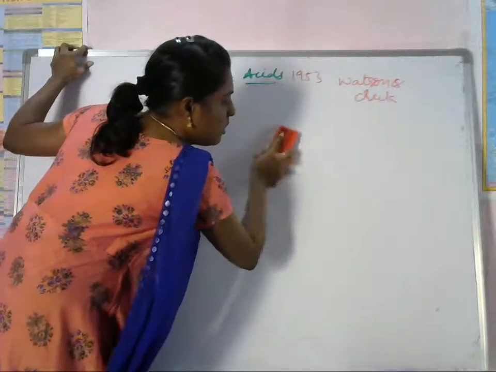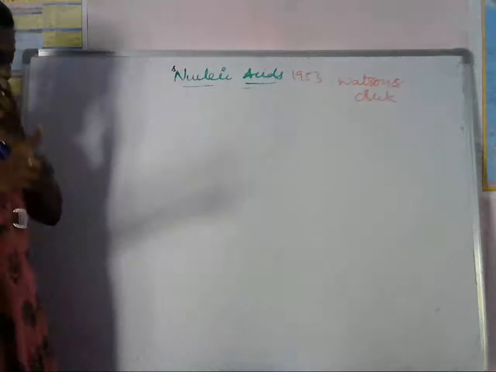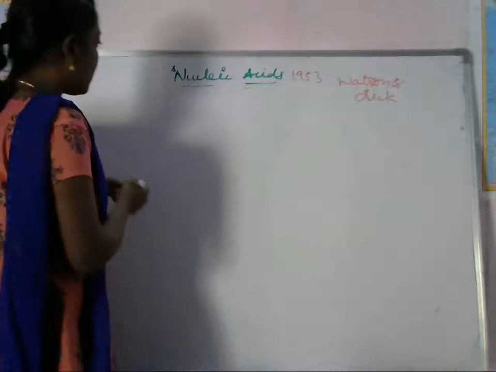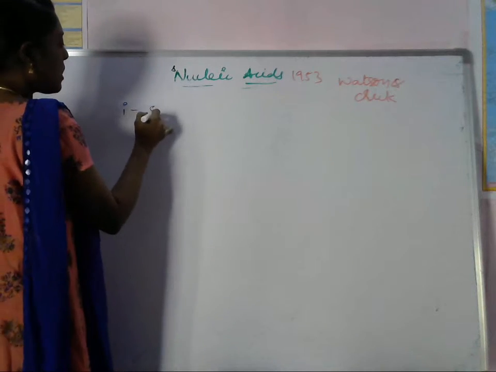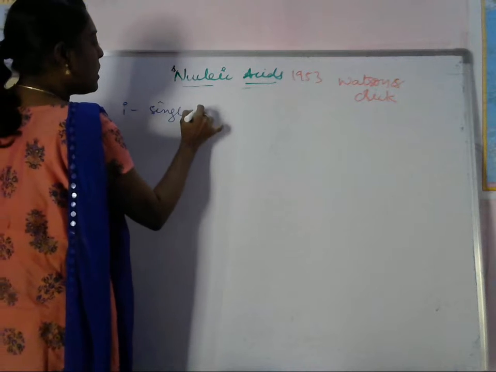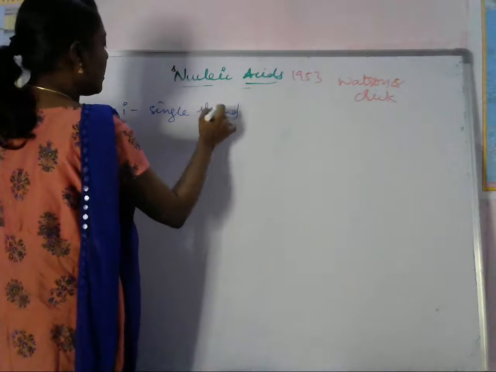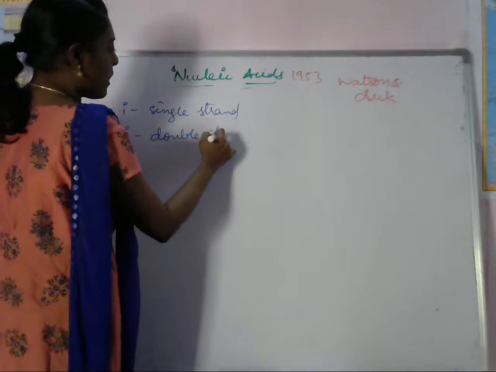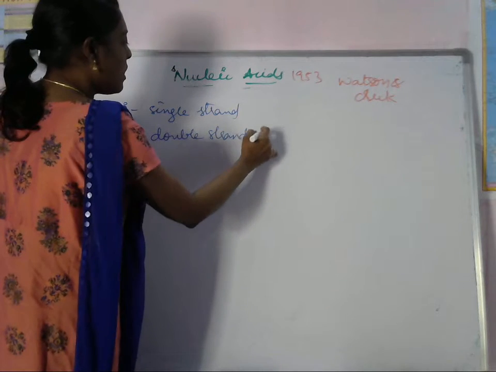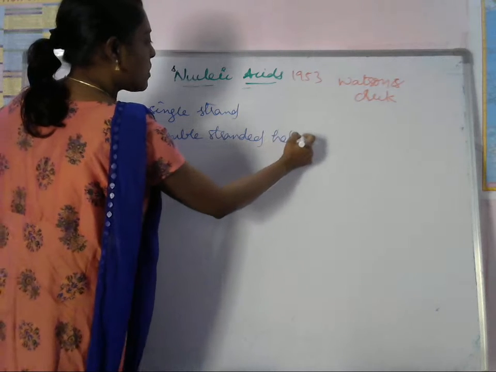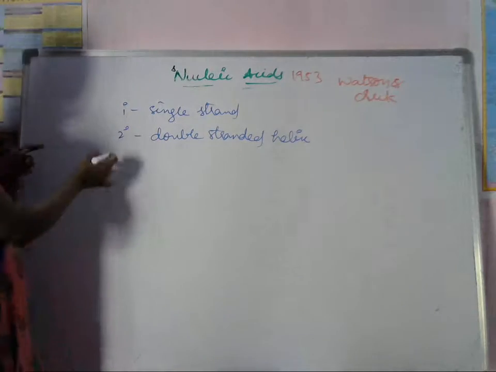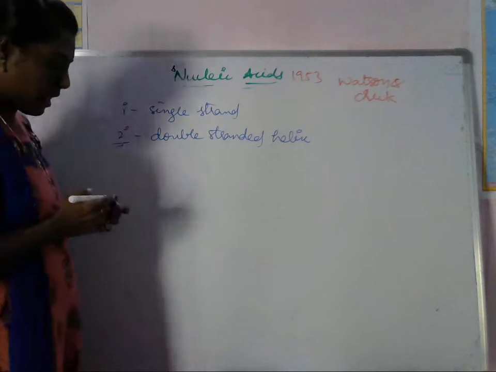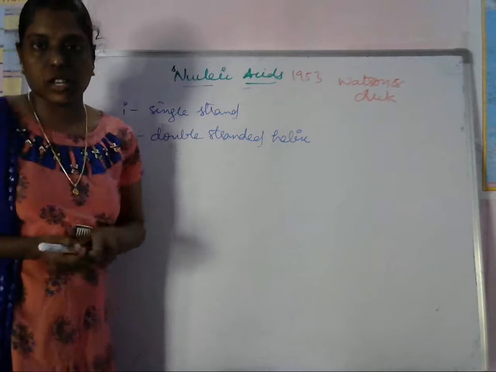So in the primary structure, only a single strand will be there. We have to notice that in the primary structure a single strand is present. In the secondary structure there is a double-stranded helix structure. Okay, the double-stranded helix structure will be present in the secondary structure of DNA. So let's see the tertiary structure of DNA.